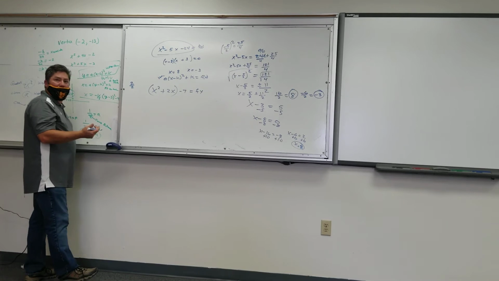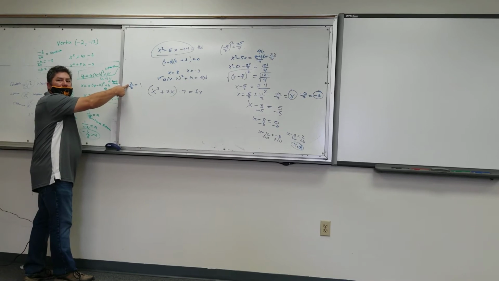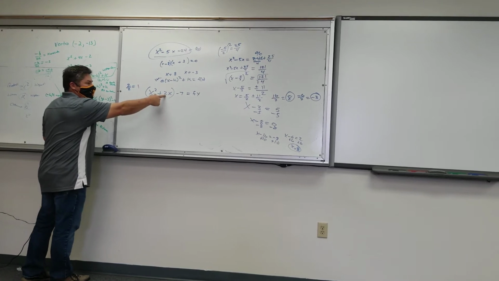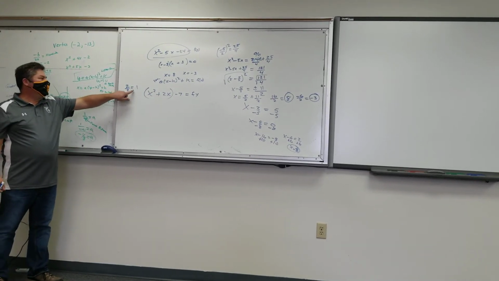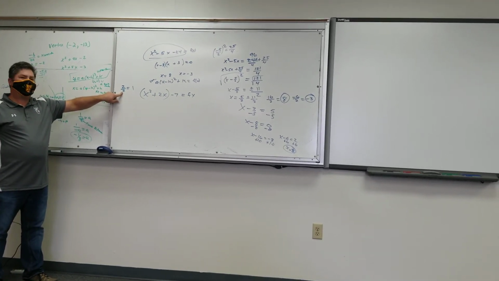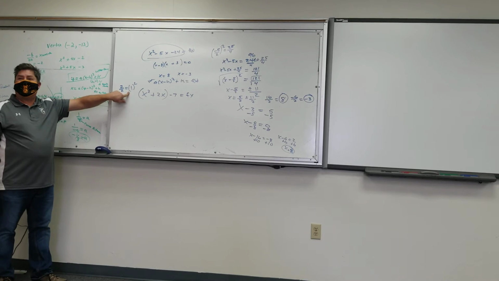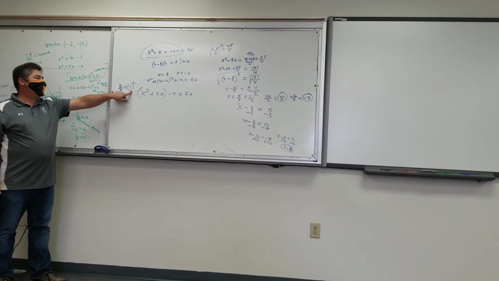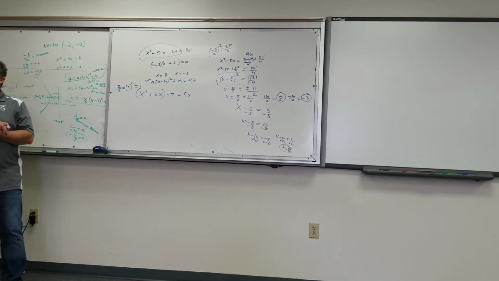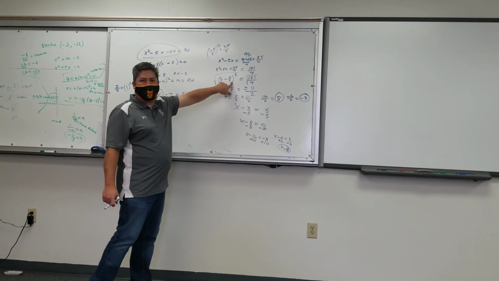Half of 2 is what? 1. Where did this 2 come from? It's the number in front of the x. So I'm taking half of the linear coefficient. Then I square this value, this is called completing the square. Half of the linear coefficient, square it, and that has completed the square. So my completed square is what? 1. The reason you complete the square is to create one set of parentheses squared.